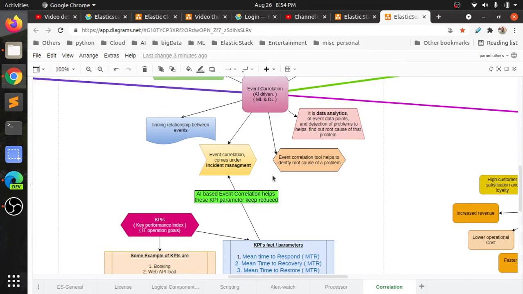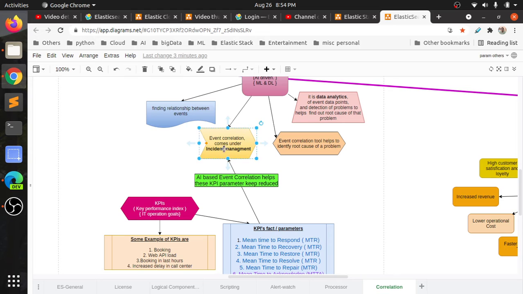Correlation comes under incident management. Whenever we receive many alerts, we will correlate all those events and create the incident in any ITSM tool. That's why correlation comes under incident management.